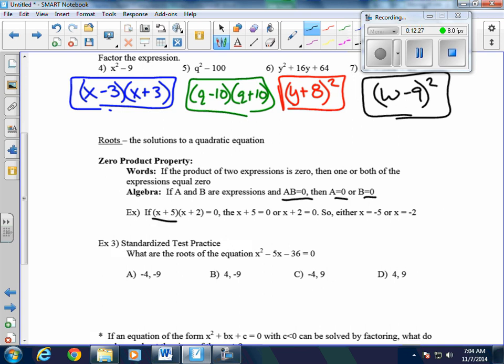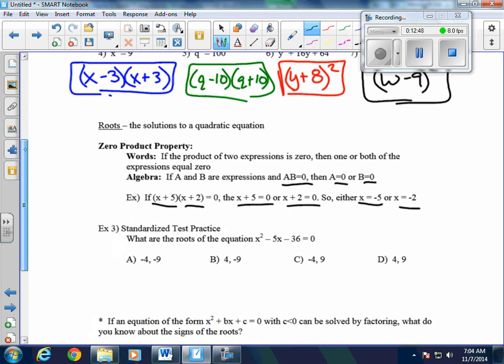So here, if x plus 5 times x plus 2 equals 0, then either x plus 5 has to equal 0 or x plus 2 has to equal 0. So if x plus 5 equals 0, well then we know that x equals negative 5. If x plus 2 equals 0, then we know that x has to be negative 2.